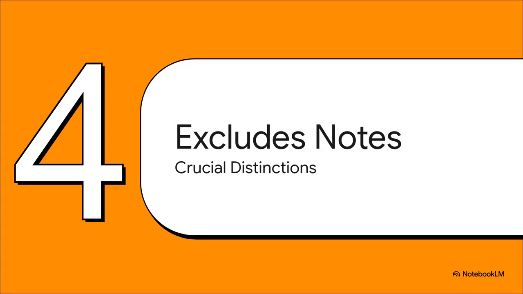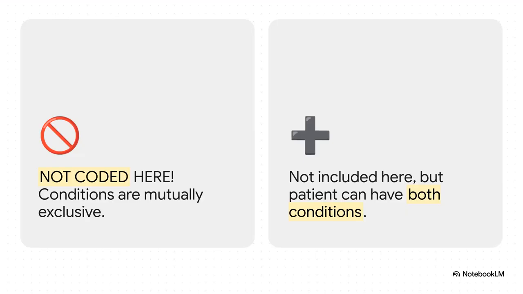Understanding excludes notes. Now, fair warning, pay close attention to this one. This is a critical rule where a lot of new coders tend to get tripped up. We need to explicitly contrast Excludes 1 and Excludes 2. Excludes 1 literally means not coded here. It's a pure exclude. It's telling you that two conditions are mutually exclusive and absolutely cannot occur together, like a congenital form versus an acquired form of the exact same condition. There is no way you can code both.